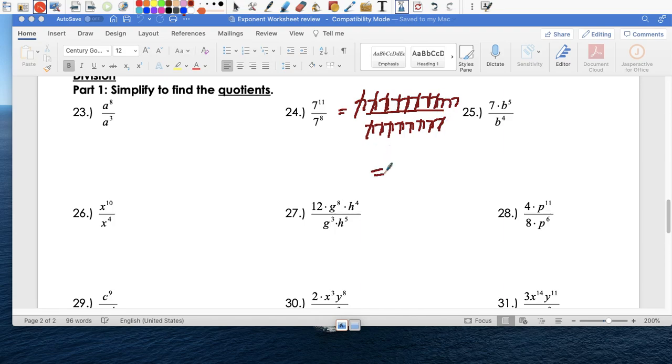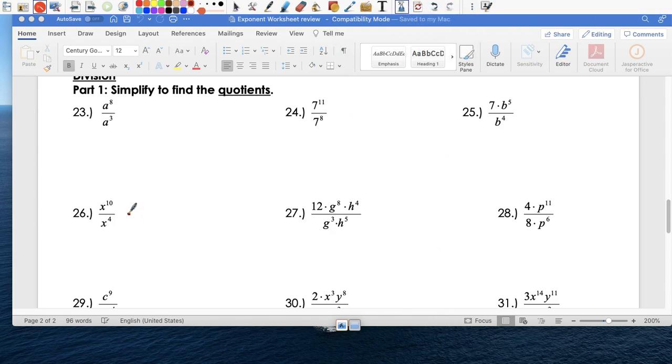So notice that at the bottom, the only thing I have remaining is 1 times 1 times 1 times 1. So at the bottom, I get 1. And on the top, I have 3 sevens left over. 7 to the 3rd power. So, better yet, I write it like this. And better yet, I write it like this. That's my final answer.